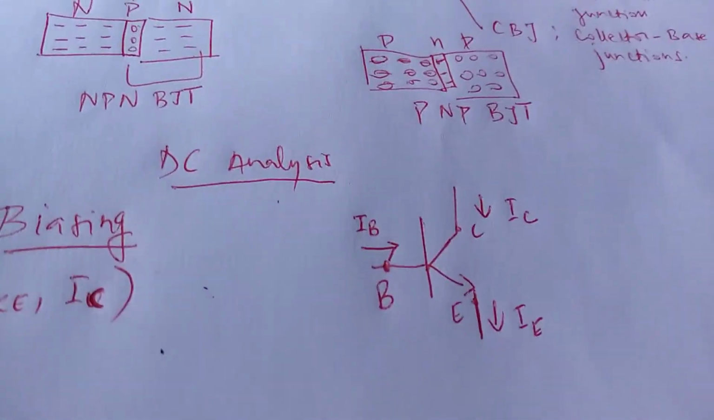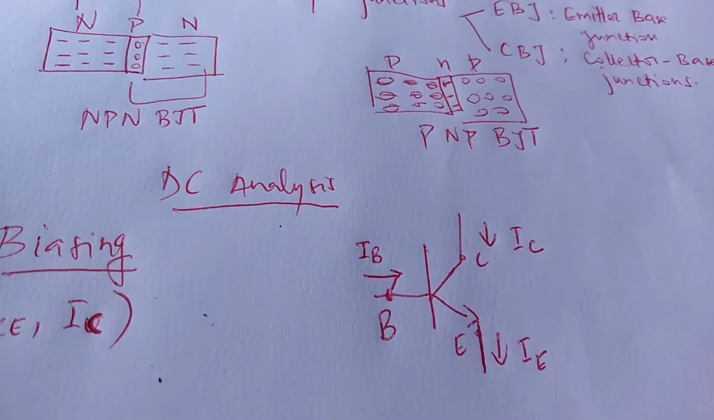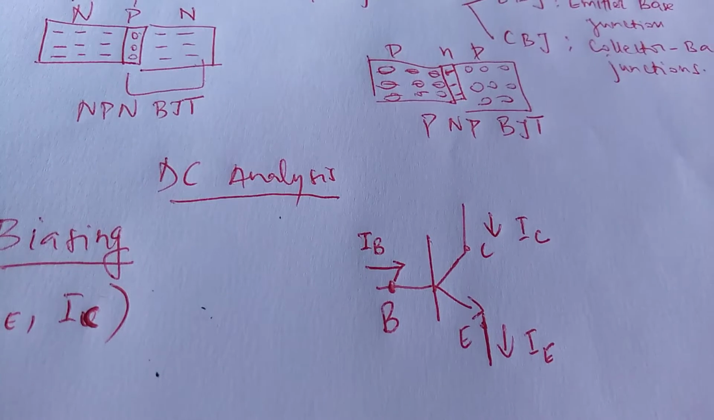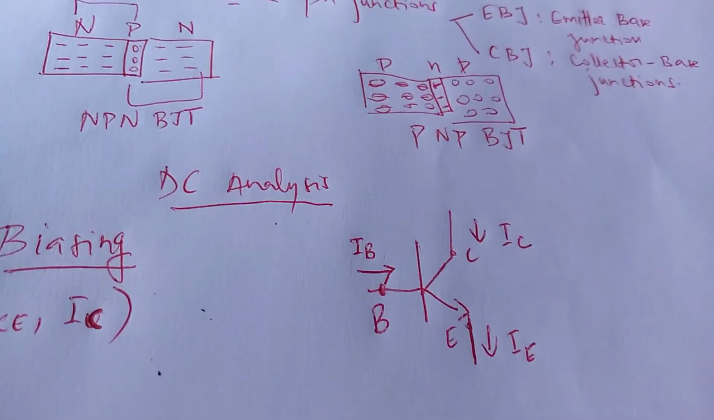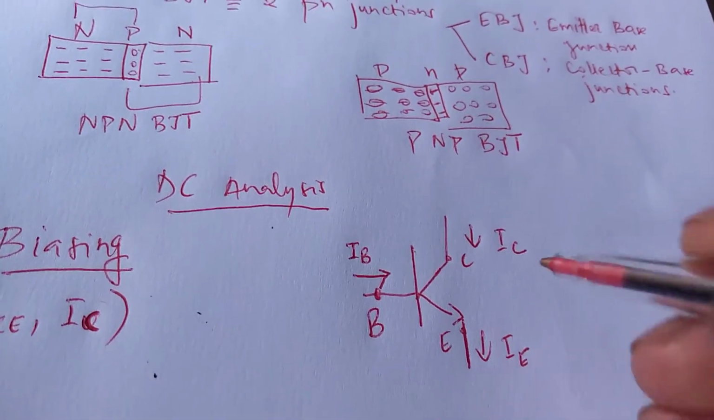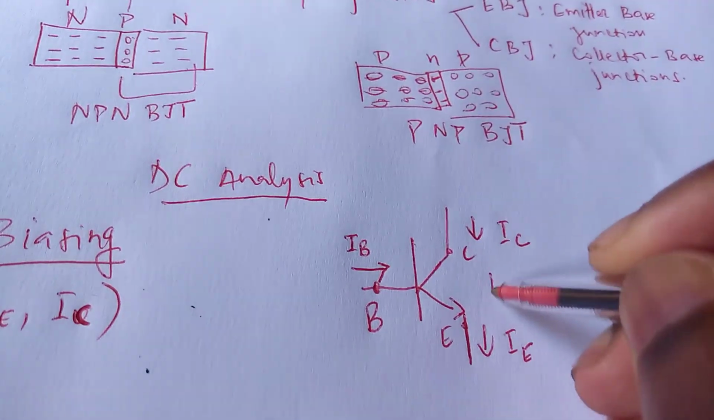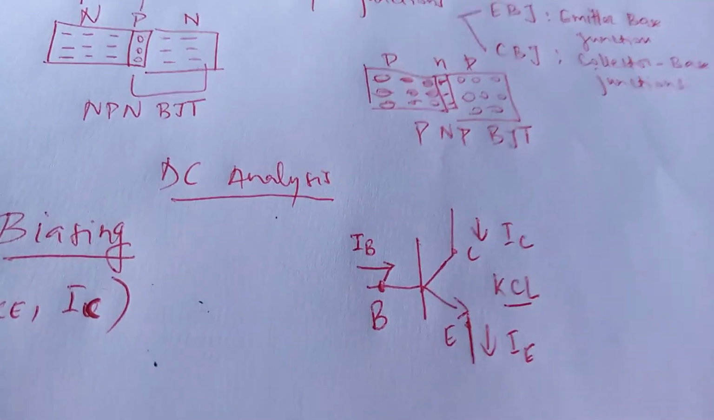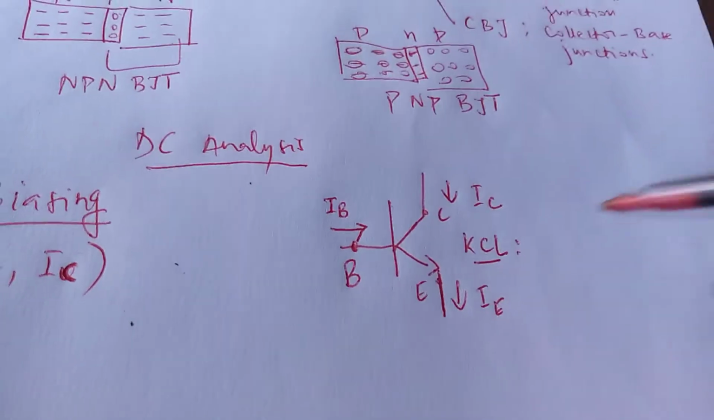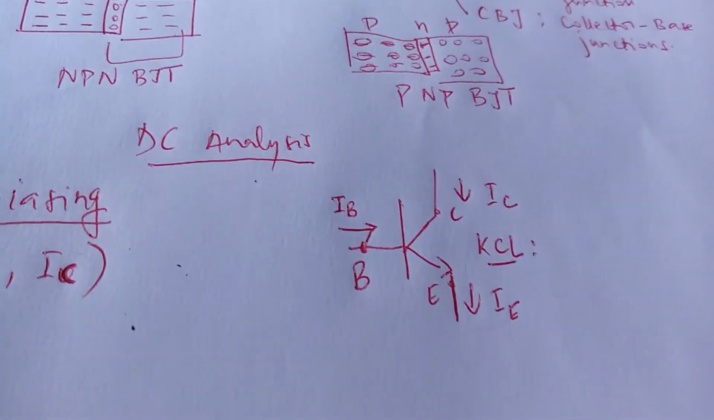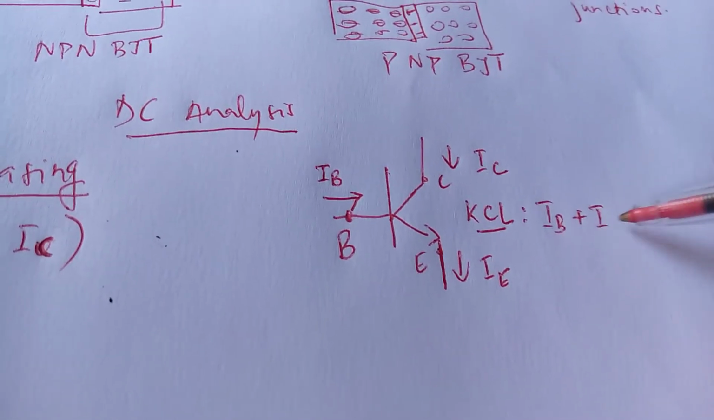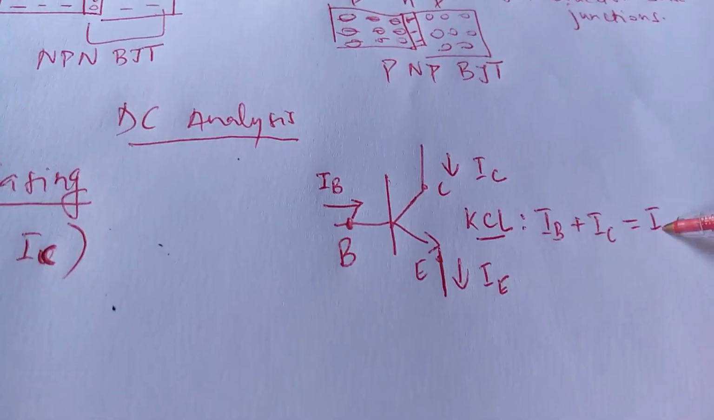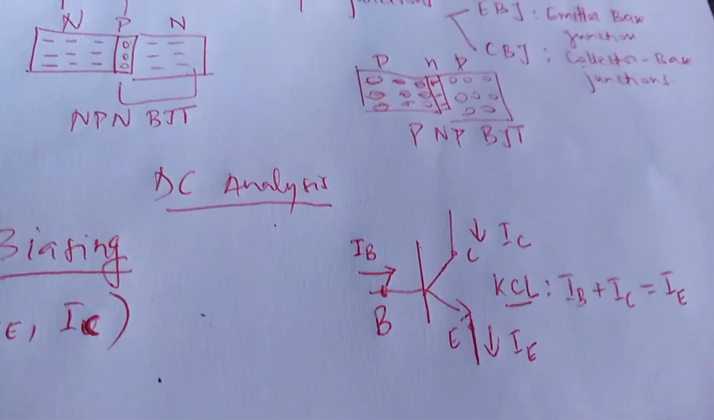So we've got IC and IB flowing into the transistor and IE flowing out of the transistor. By simple intuition, one can apply Kirchhoff's current law, considering a transistor more or less like a node. The sum of the currents going into the transistor, which are IB and IC, is equal to IE. Just as revision.